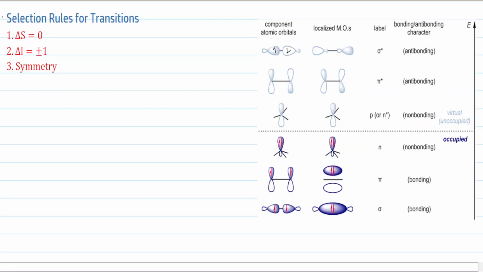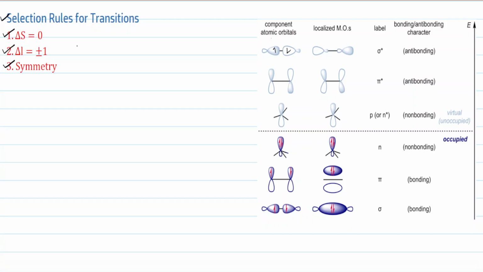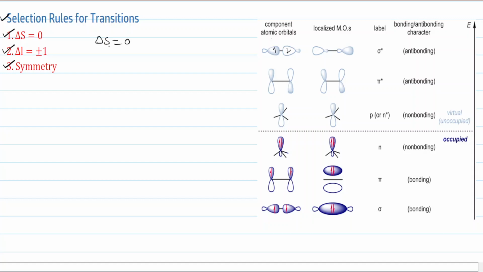The selection rules for transition. In this selection rule, we will see the first rule, that is delta S is equal to 0. Second, that is delta L is equal to plus minus 1. And the third rule, that is symmetry. These rules are used to check whether the transition, that is electronic transitions, are allowed or forbidden. So the first rule is delta S is equal to 0. It belongs to the spin quantum number.